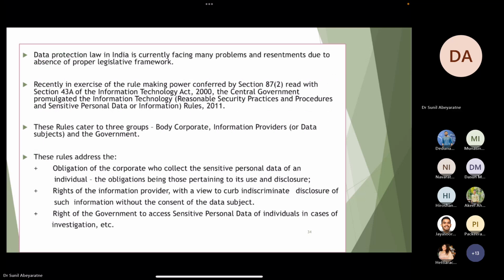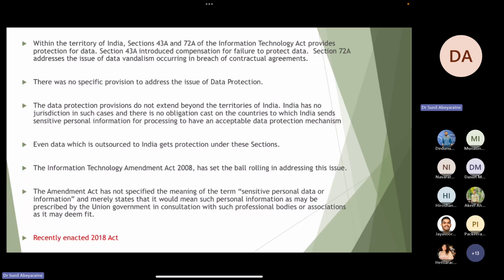Even India is currently facing many problems and resentments due to the absence of a proper legislative framework. Anyway, recently, in exercise of the rule making power conferred by Section 87(2) read with Section 43A of the Information Technology Act 2000, the central government promulgated the Information Technology (Reasonable Security Practices and Procedures and Sensitive Personal Data or Information) Rules 2011. Introducing these rules, they cover personal data protection. These rules address the obligation of the corporate who collect the sensitive personal data of an individual, the obligations being those pertaining to its use and disclosure, and the rights of the information provider. Like that, they have given these conditions there.